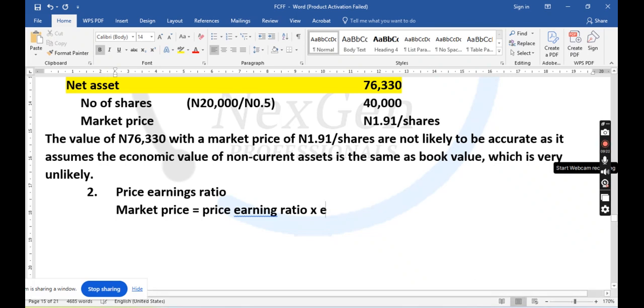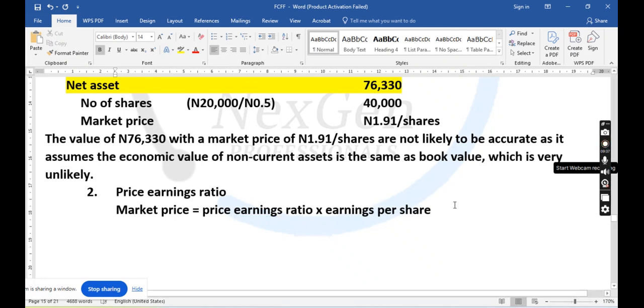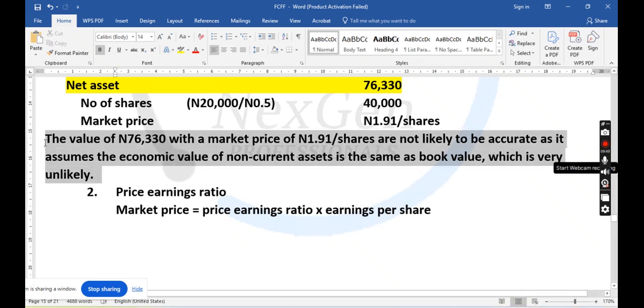Price earning ratio times earnings per share. That is what I need. I don't need the formula for calculating price earning ratio. Price earnings ratio times earnings per share. Right? So the question is, what's the formula for price earning ratio?